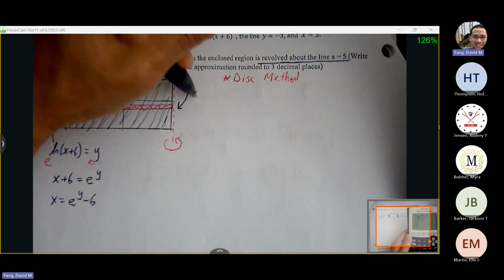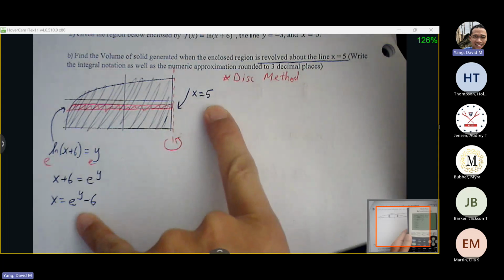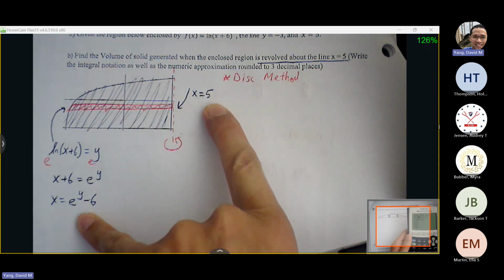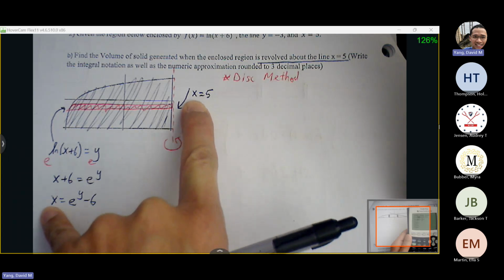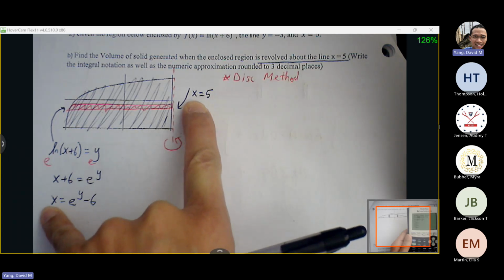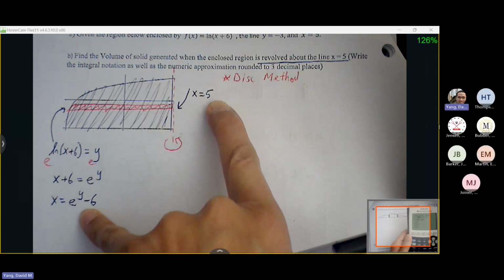This vertical line is x equals 5. So we now have the forms that are suitable for our right minus left. Notice your equations are no longer y equals. They're now in the form of x equals. And x equals indicates whatever's on the right side is ready for you to use for your right minus left.